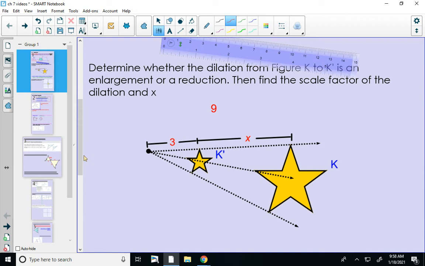So if we're going from K to K prime, K is bigger than K prime, so since it gets smaller, that's a reduction.